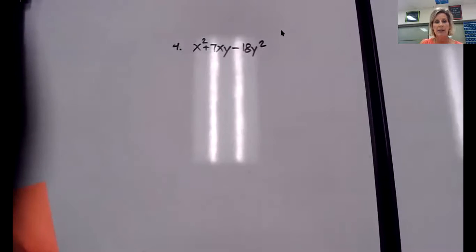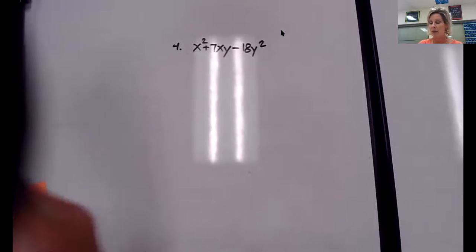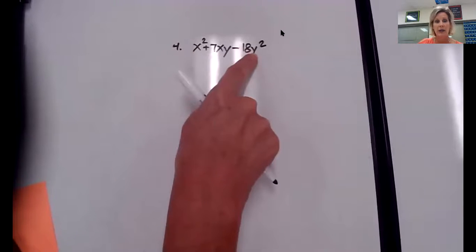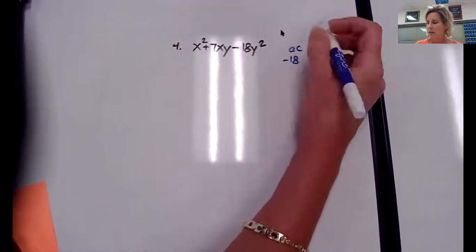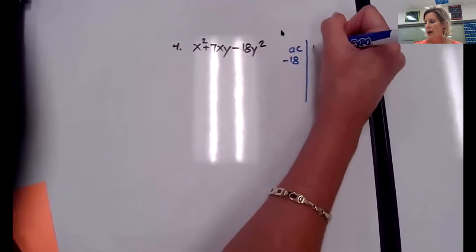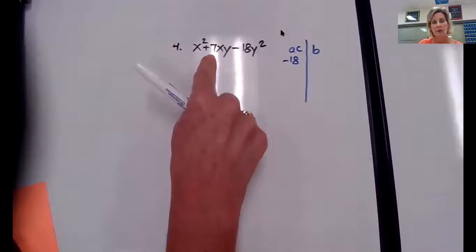So last basic problem, guys, when you look at this, don't get worried that there's 2 letters in this problem. It's not harder, okay? You got to be a little careful, but it's not really harder. So I'm still going to go to AC method and say, well, my A and C are 1 and negative 18. So I've got negative 18. My B value is the positive 7.